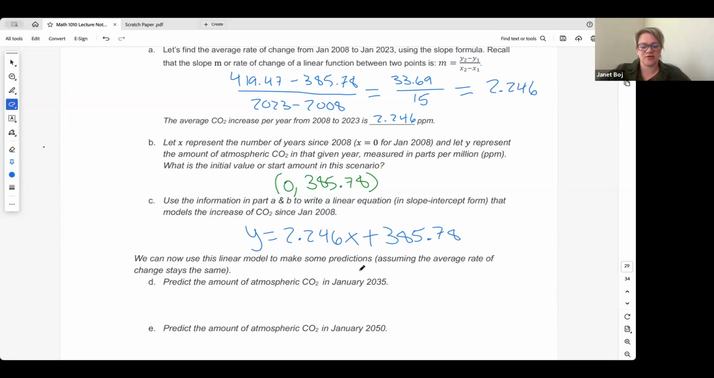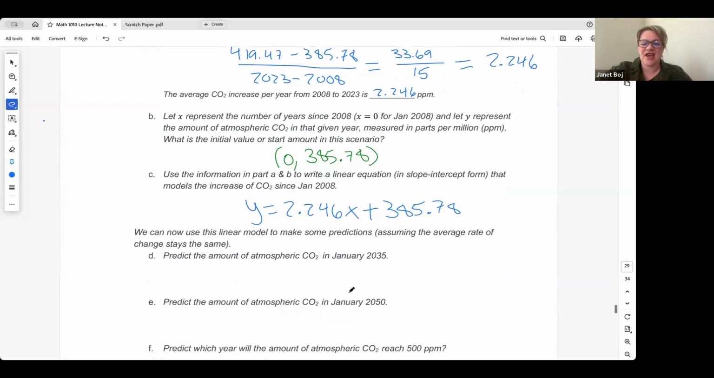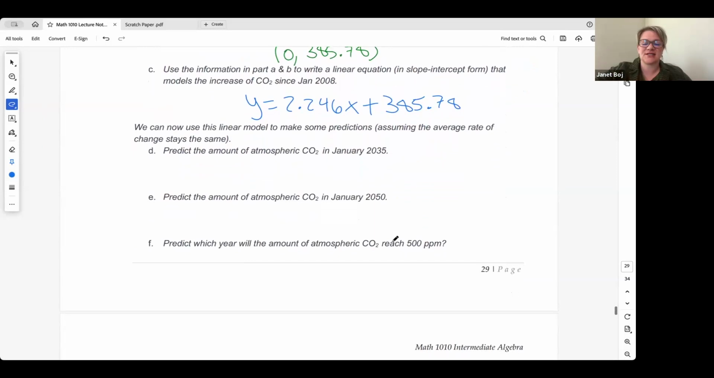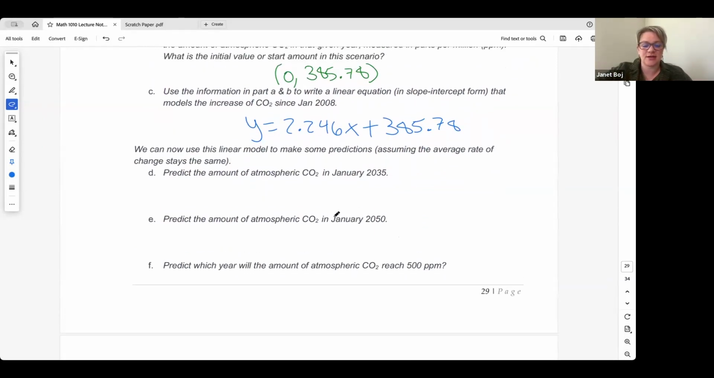increase by that 2.246. Now that we have this awesome model, it's our template. We can use this linear template to predict the future. And that's why it's exciting to model the world around us. Find these templates and utilize them. Make predictions and make some good decisions. What are we going to do about this knowledge?